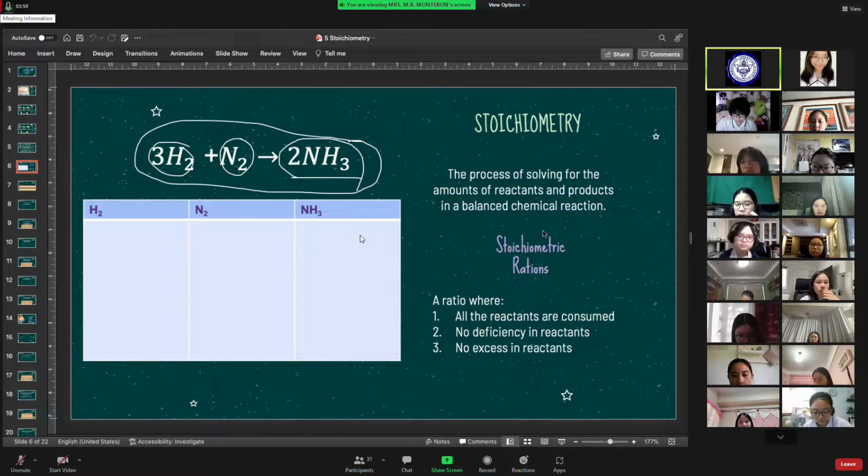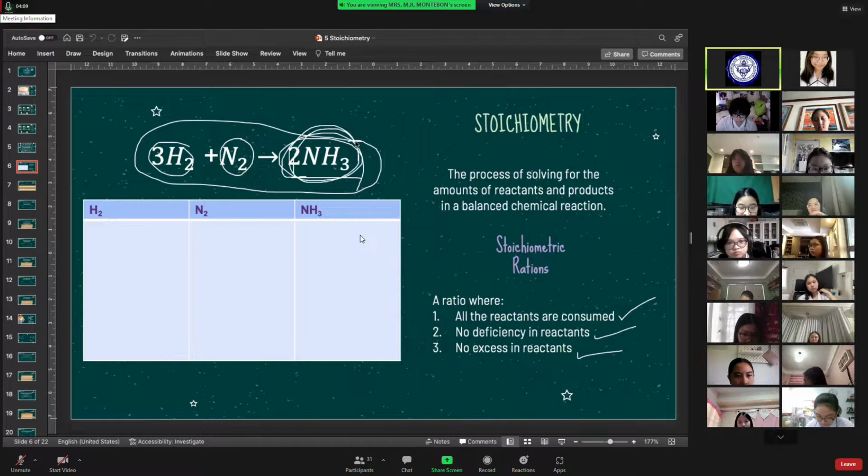So if you can notice, or as you can see here, stoichiometry has something to do with ratio, ayan, wherein all the reactants are consumed. Take note also that there should be no deficiency in the reactants and there should be no excess in the reactant. So it's a ratio. For you to be able to produce 2 moles of ammonia, 2NH3, you need 3 moles of hydrogen and 1 mole of nitrogen. Can you follow?